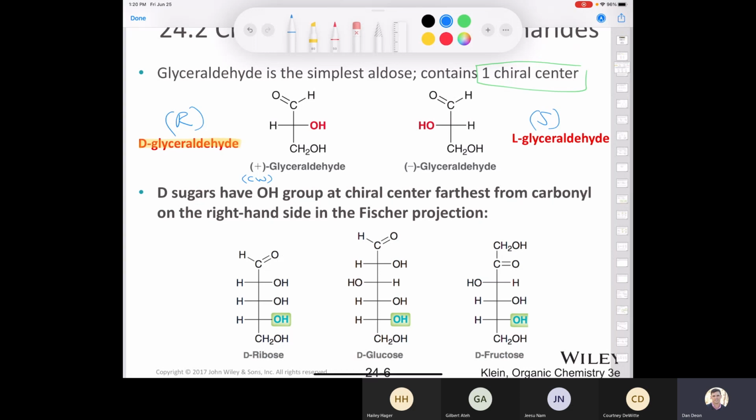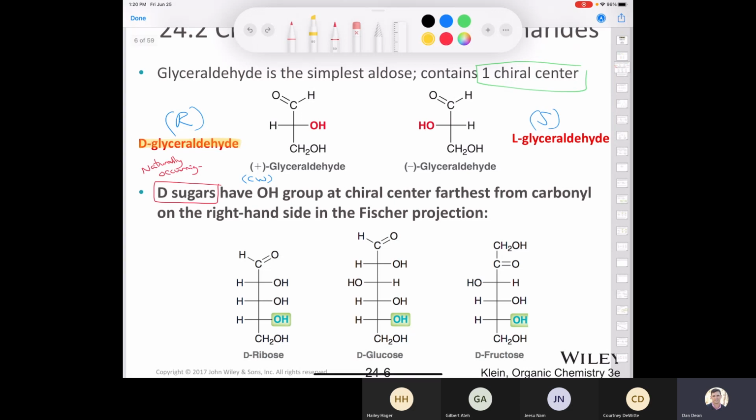So we're going to talk a lot about D sugars in this class, okay? We're going to talk a lot about D sugars. The reason why is because D sugars are naturally occurring. These are the sugars that are formed in nature. So naturally occurring, okay? And how do we know when something is a D sugar, like D-glyceraldehyde?